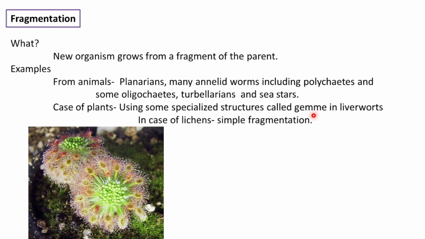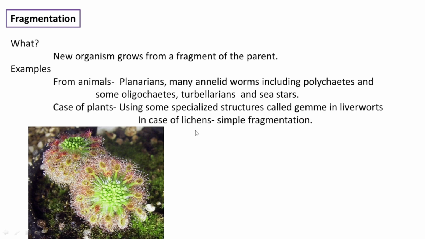Coming to plants, in the case of liverworts, fragmentation-type asexual reproduction takes place through gemmae formation. What are gemmae? Gemmae are certain cells or a group of cells, sometimes in the form of a bud, and later it will detach from the parent and can develop into another organism. So such reproduction is also present in liverworts.